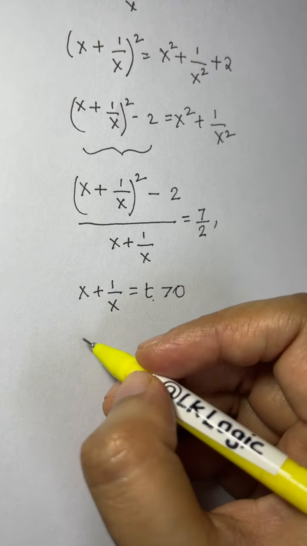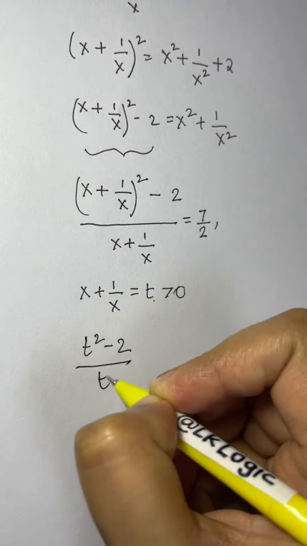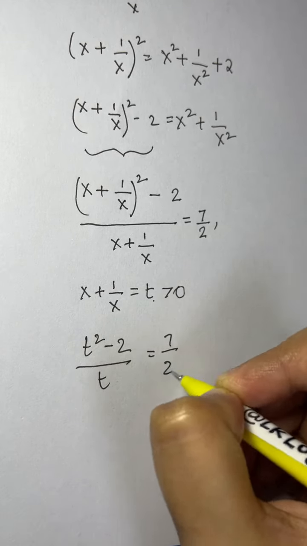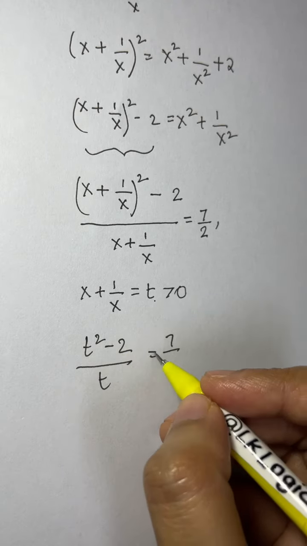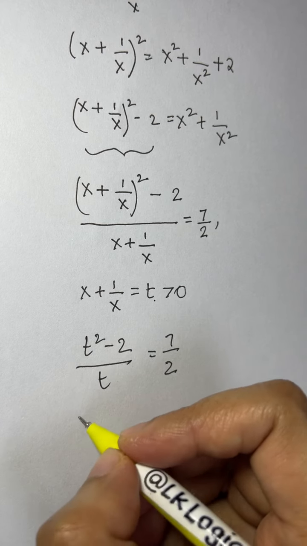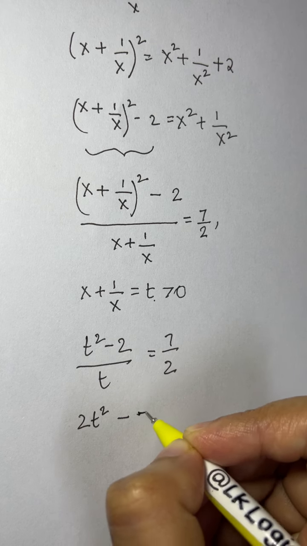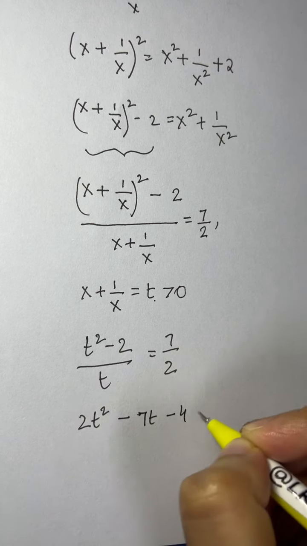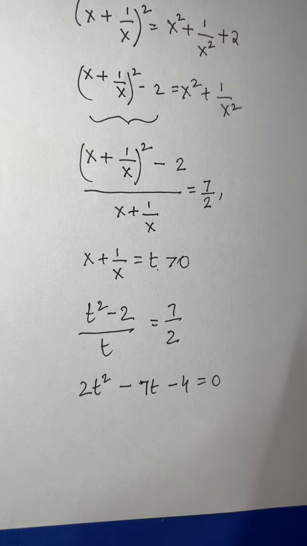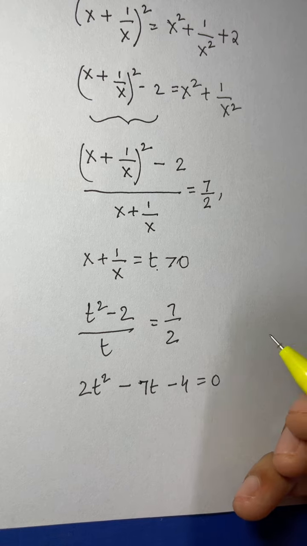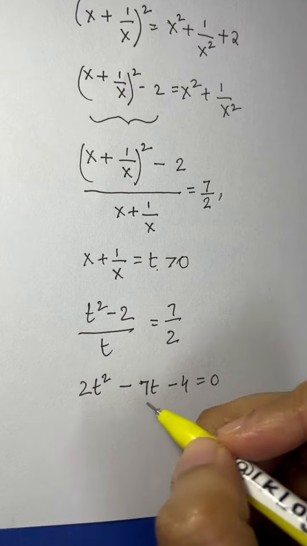So now t squared minus 2 over t, we're going to substitute that. t squared minus 2 over t is equal to 7 over 2. Cross multiply, 2t squared minus 4 equals 7t. So we write 2t squared, bring it to this side, minus 7t minus 4 equals 0. Now you have a quadratic equation. How can you solve this quadratic equation? By using factorization, by using the cross rule.